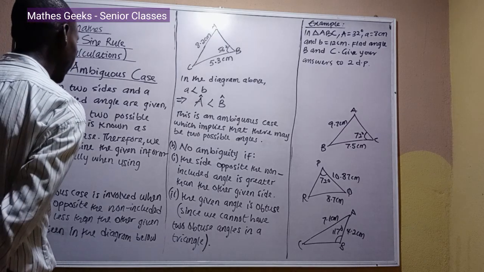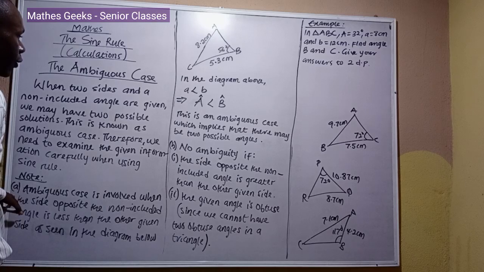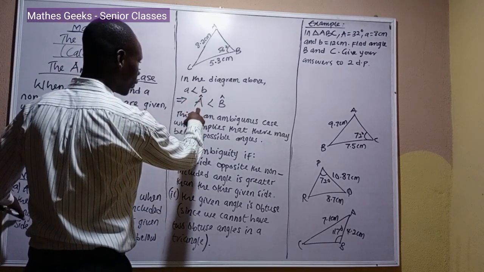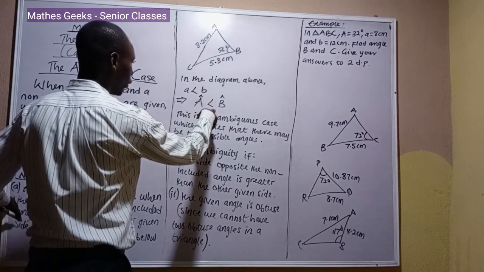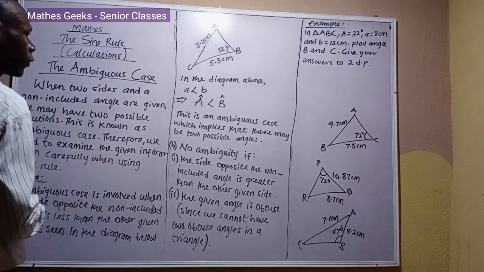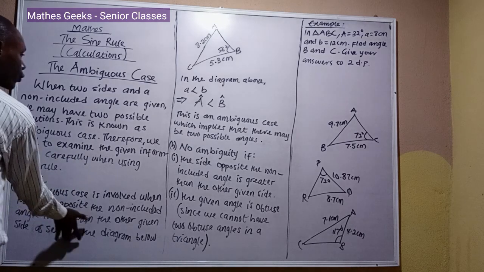So once you have solved that triangle, you can use this to test whether it's a case of ambiguity. If the side that is opposite the non-equated angle is less than the side opposite the included angle or the given angle, then it's a case of ambiguity. Then when you solve, you will know what the solutions are. So the examples that I'm going to give from here, we're going to see how to apply these rules.